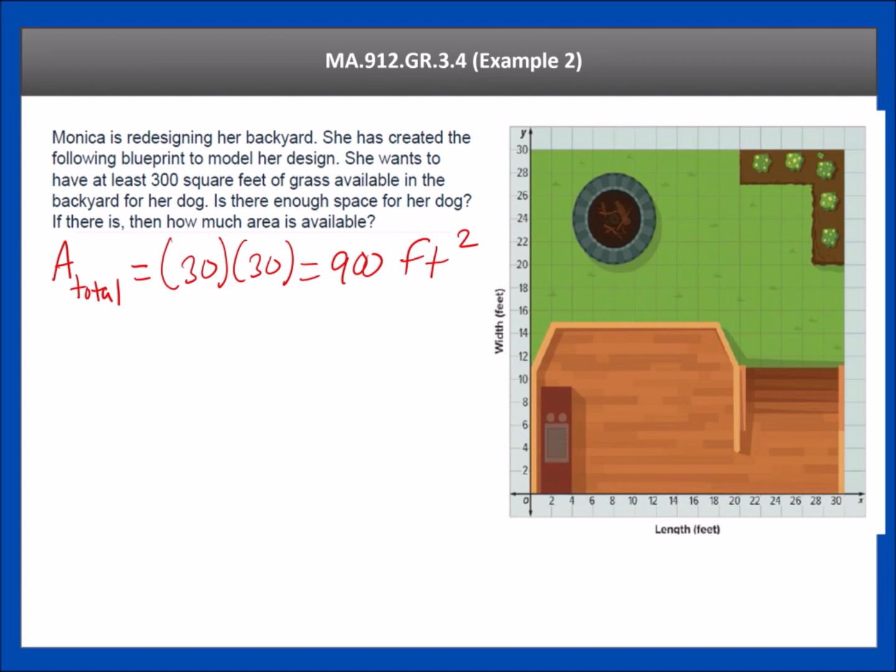Which is not a lot of square footage. It's a little bit of square footage. So we want to make sure that we have enough space for the dog, because that's important. So now we're going to do the area of the circle.